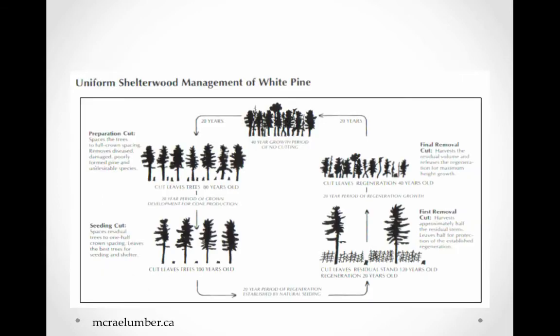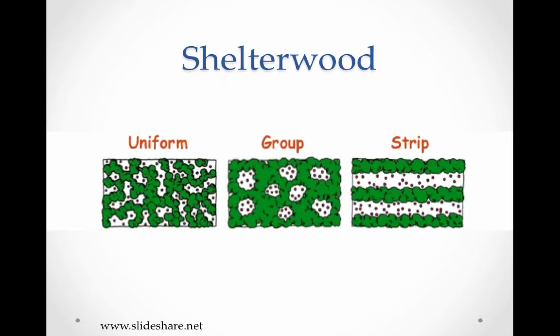So here's another example of a kind of Shelterwood management with white pine. And this example is a uniform Shelterwood. And what does a uniform Shelterwood mean? So let's look at these different ways we can look at a Shelterwood. So a uniform Shelterwood means that generally we're taking out trees pretty uniformly. So it creates this nice kind of grid pattern almost.